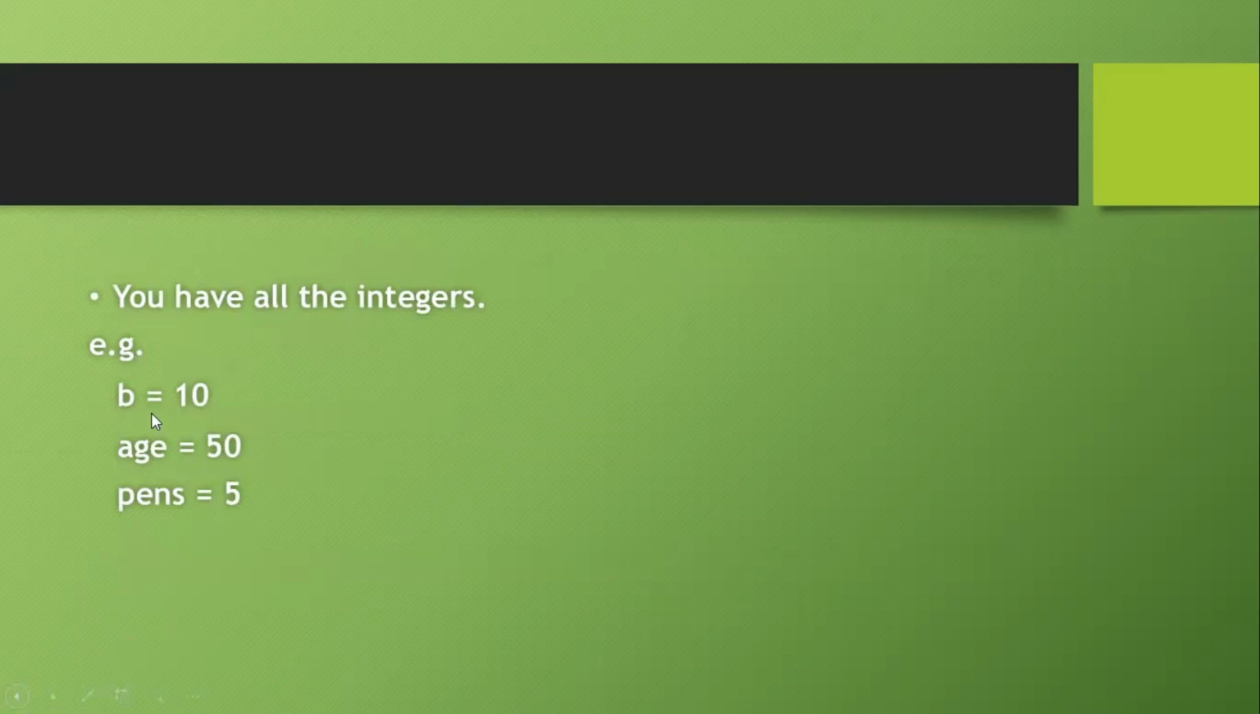There is this b, a variable in which the value 10 is stored already. Moving on, you have the variable named age, in which the value 50 is stored. Now this 50 and this 10 are integers. So this is how a variable stores a value. And then there are pens, which might be the number of pens or anything like that, which is 5. So this is how you store integers basically.